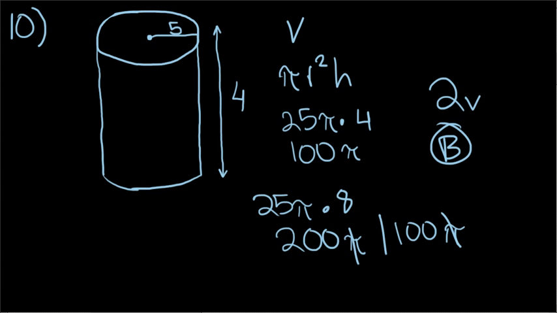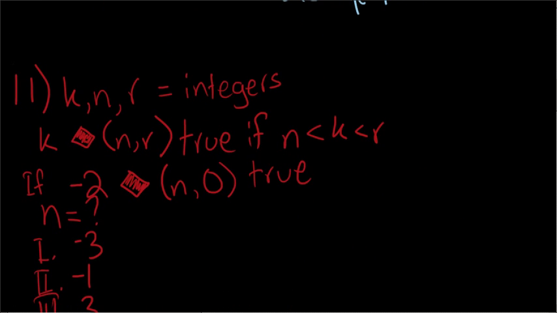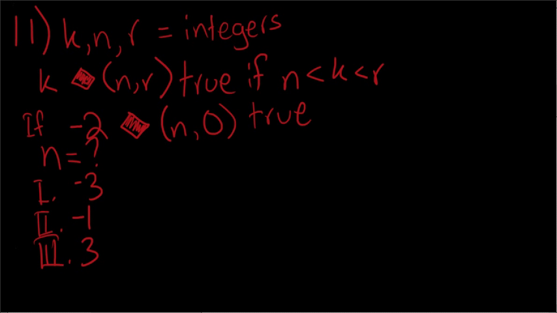Number 11 is a pretty convoluted problem. If K, N, and R are integers, let K diamond N, R be defined to be true only if N is less than K, which is less than R. If -2 diamond n, 0 is true, which of the following could be a possible value of n?